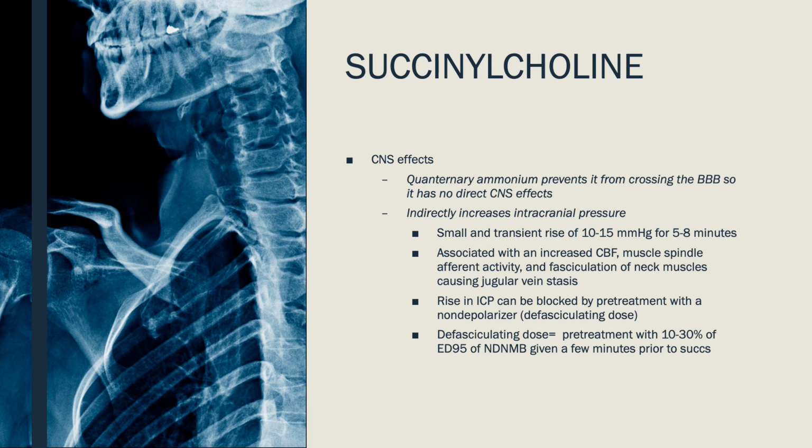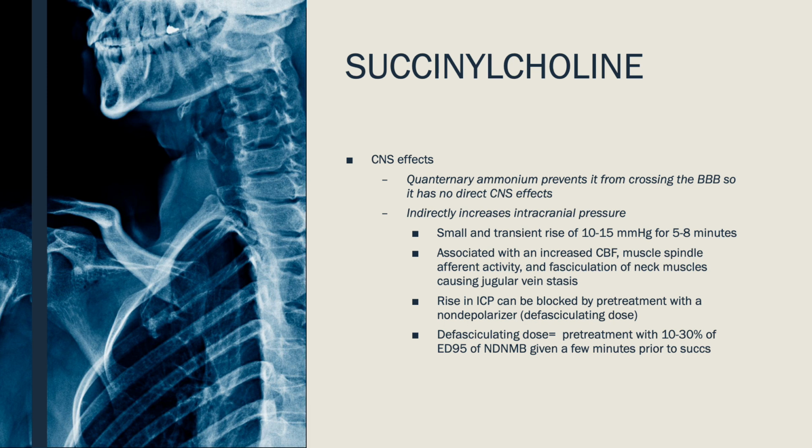Although succinylcholine does not affect the CNS directly, it can cause a transient increase in ICP, usually in the range of 10 to 15 millimeters of mercury, lasting for about 5 to 8 minutes. And this is due to the increased cerebral blood flow, muscle activity, and fasciculations in the neck muscles, which can contribute to jugular vein stasis and increased pressure. The rise in ICP is of critical concern in someone with a head injury or an intracranial lesion, or maybe has cerebral compromise, where even small changes could exacerbate a clinical outcome.